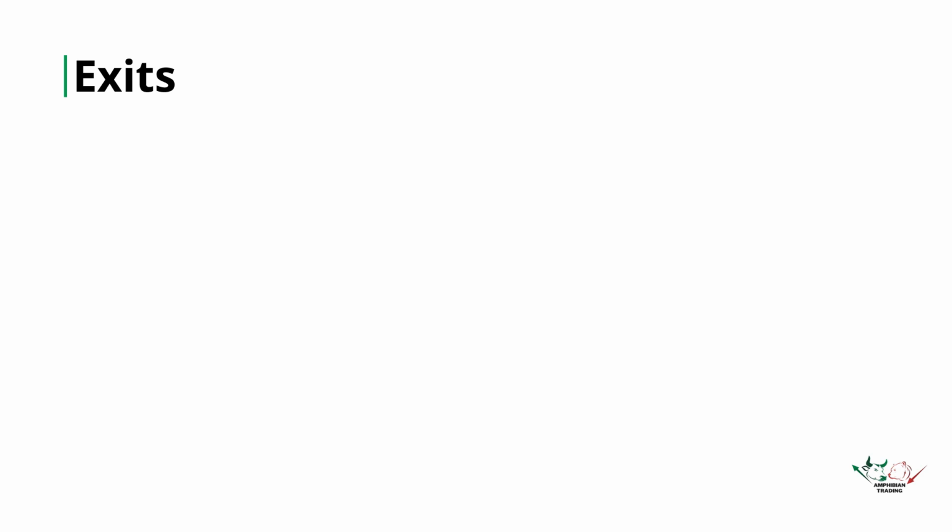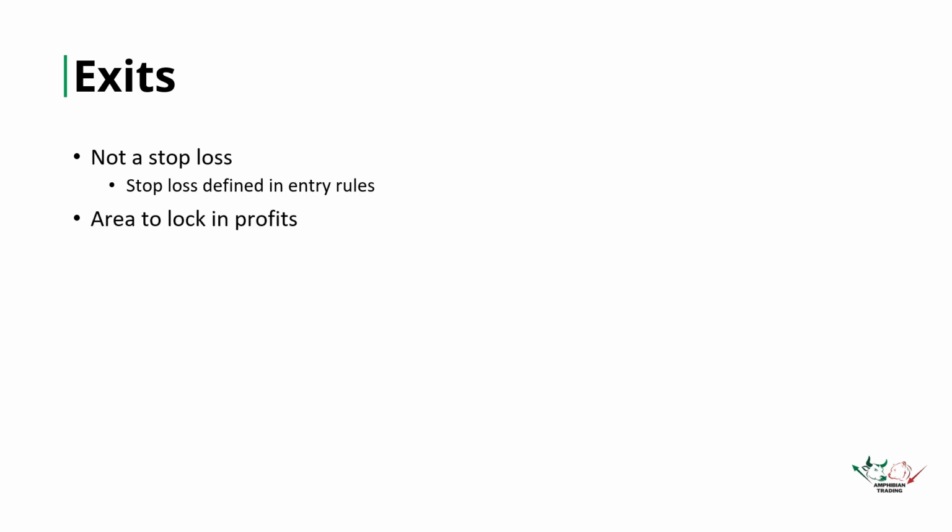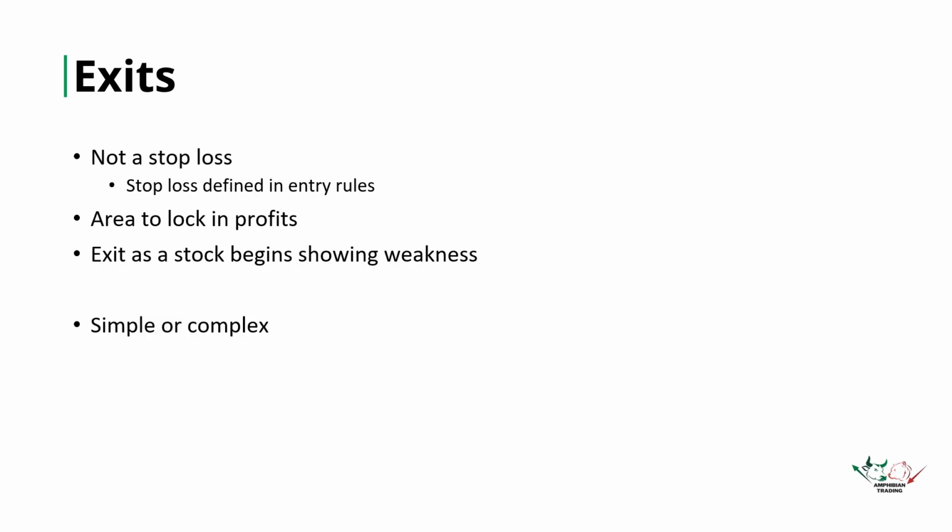So unlike the stop loss or where our edge fails that we just talked about with the entry rules, these exit rules are determining when to exit a trade to lock in profits or to exit if a stock begins changing character and showing weakness. So these are not the same as a stop loss. When you're defining your exit rules, they can be simple or they can be complex.